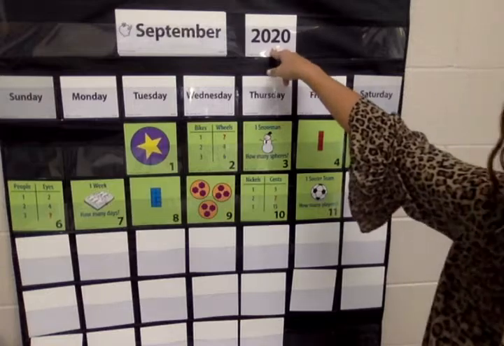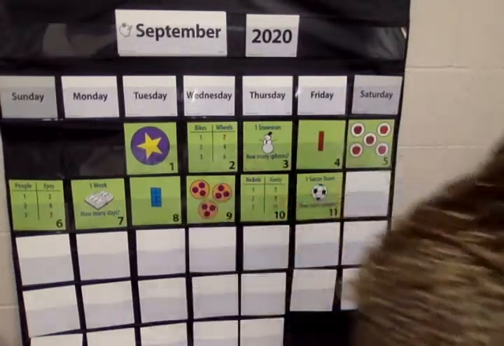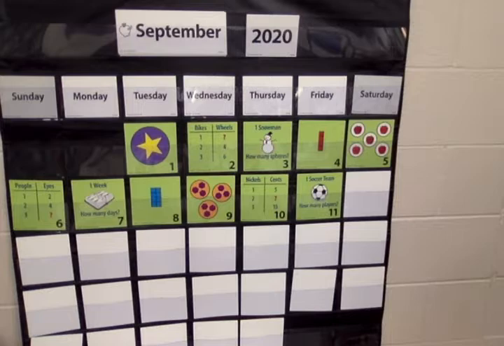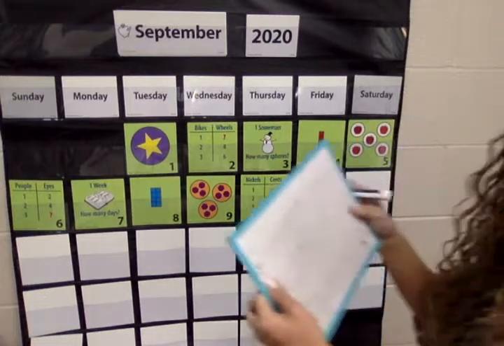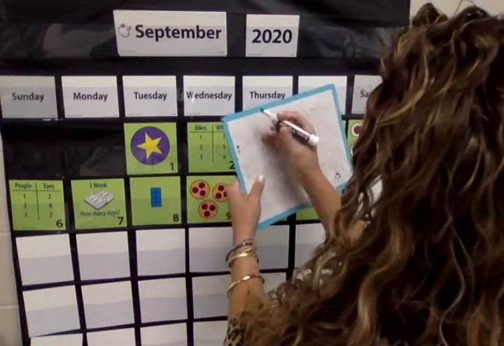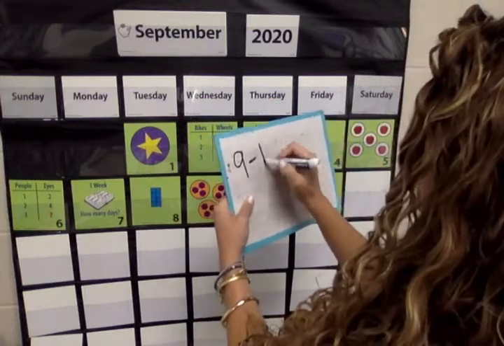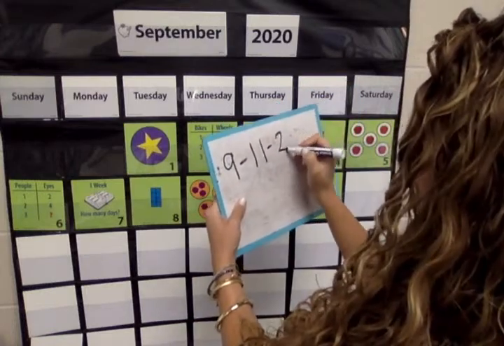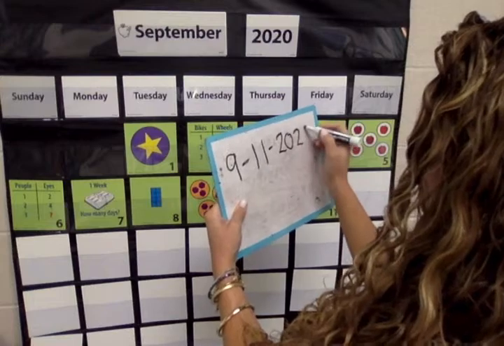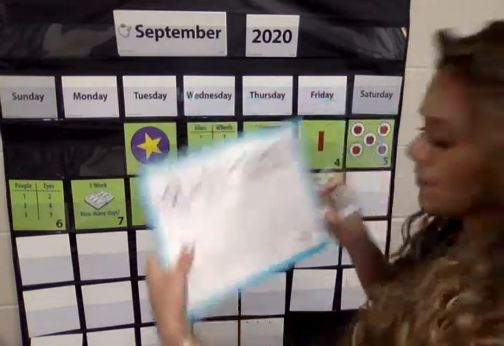You would write that just like this. You write the date like this. You can write it 9, it's the 9th month of the year, 11, 20, 20. That's the date for today, okay?